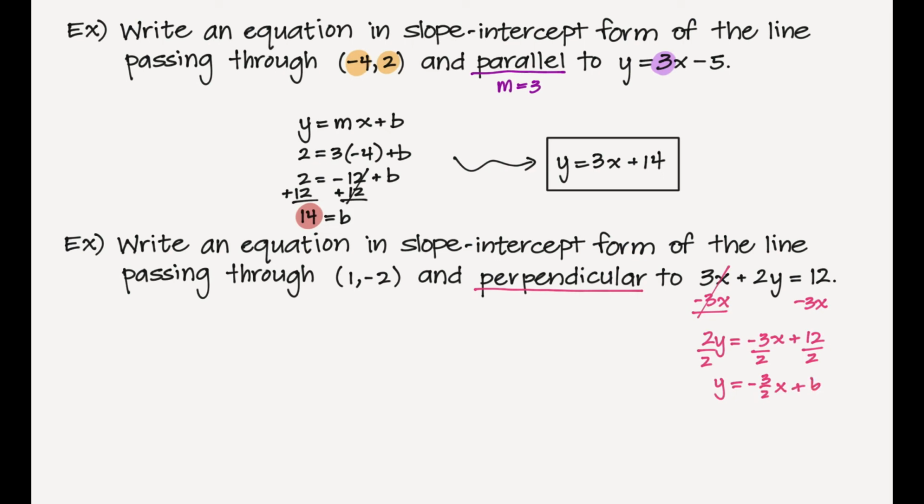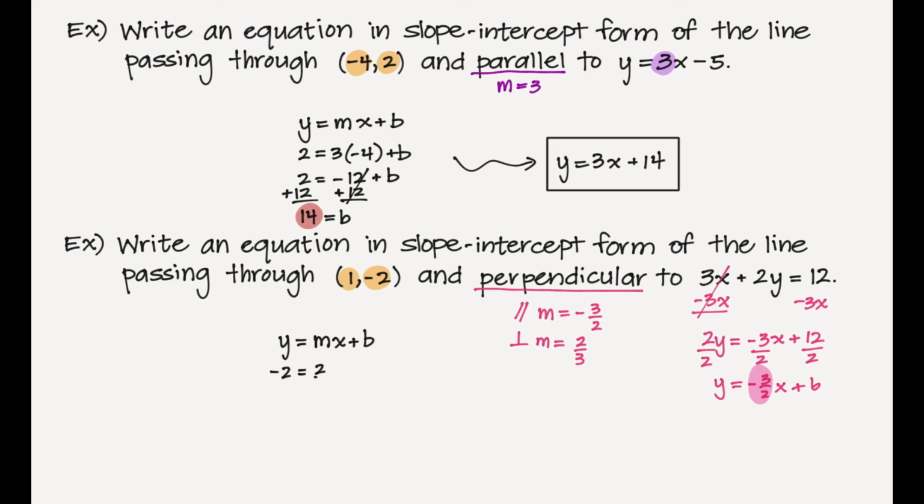So the slope is negative 3/2, which means if we were looking for the parallel line, it would also have negative 3/2. But since we're looking for the perpendicular line, we're going to flip it upside down and make it be the opposite sign. So it would be positive 2/3. So now that we have our slope, let's use the point 1, negative 2 to plug both of those into the y equals mx plus b formula.